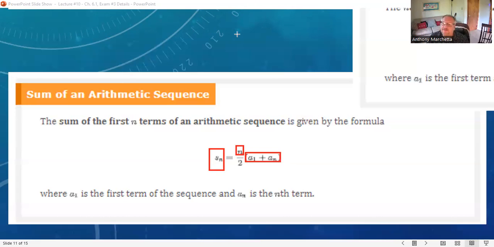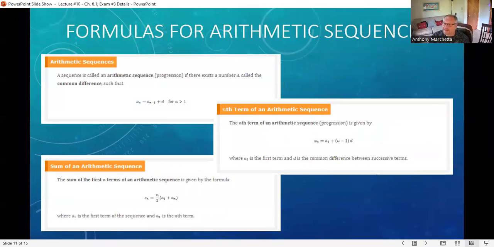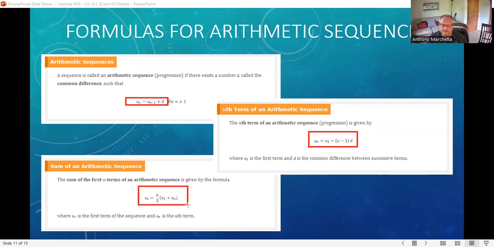So we have 3 important formulas here, or 3 important statements here. We have what an arithmetic sequence is. Basically, every term is the term just before it plus the common difference. Then we have the nth term of a sequence, which can be found using the first term and the common difference. And then, of course, we have the sum of the first n terms, which can be found using the first and last term.